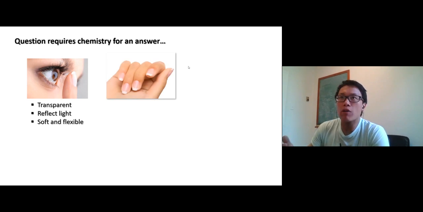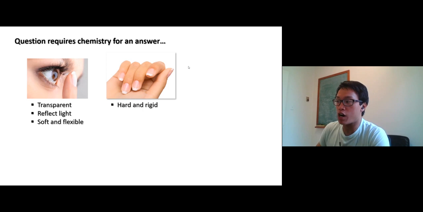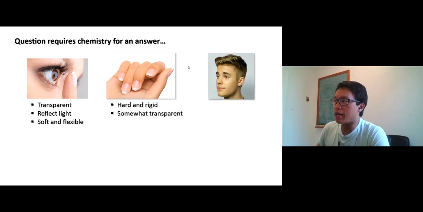Now, nails. Think about the properties of a nail. Well, it's hard and rigid compared to the lens in your eyes. So your nail is harder and more rigid, and somewhat transparent, right? And hair.